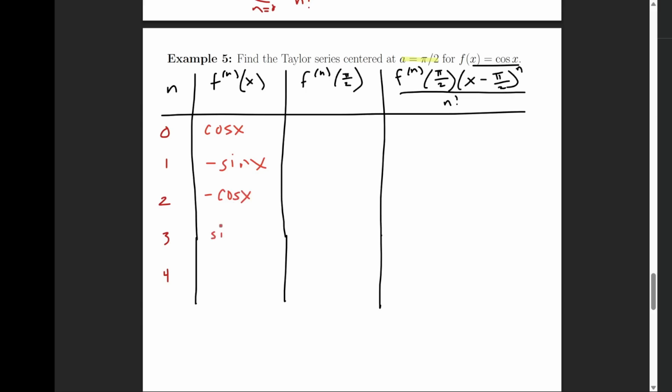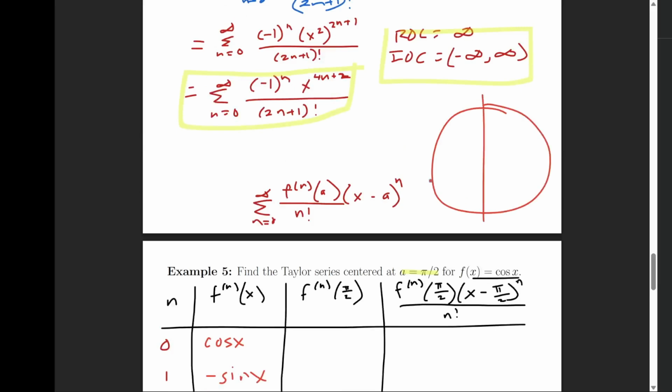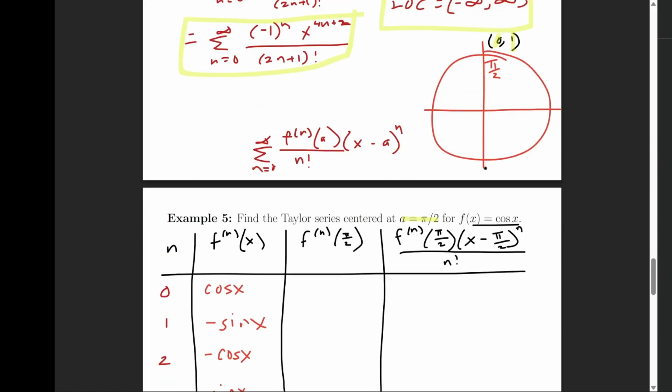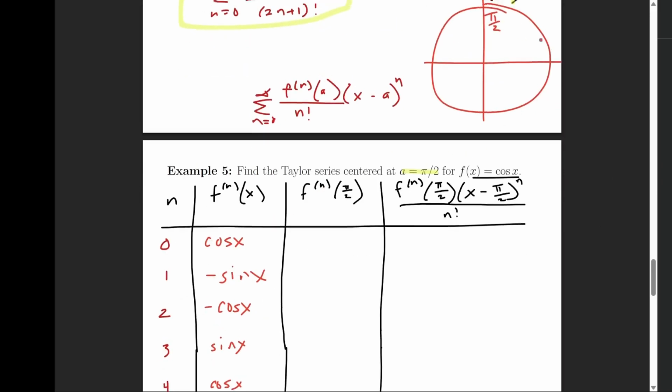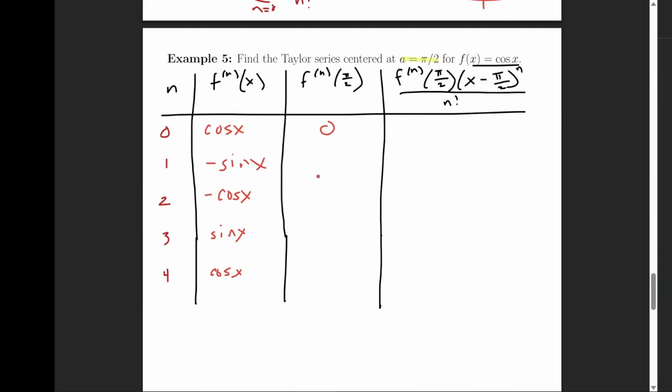For cosine and sine, stop at 4 because it repeats. Then go to the next column, which is when you plug in pi over 2. So I'm going to draw the unit circle. Pi over 2 is right here, remember? In this case, it's (0, 1). Remember cosine is x and sine is y. So cosine pi over 2 is 0. Negative sine pi over 2 is negative 1, because x is 0 and y is 1.